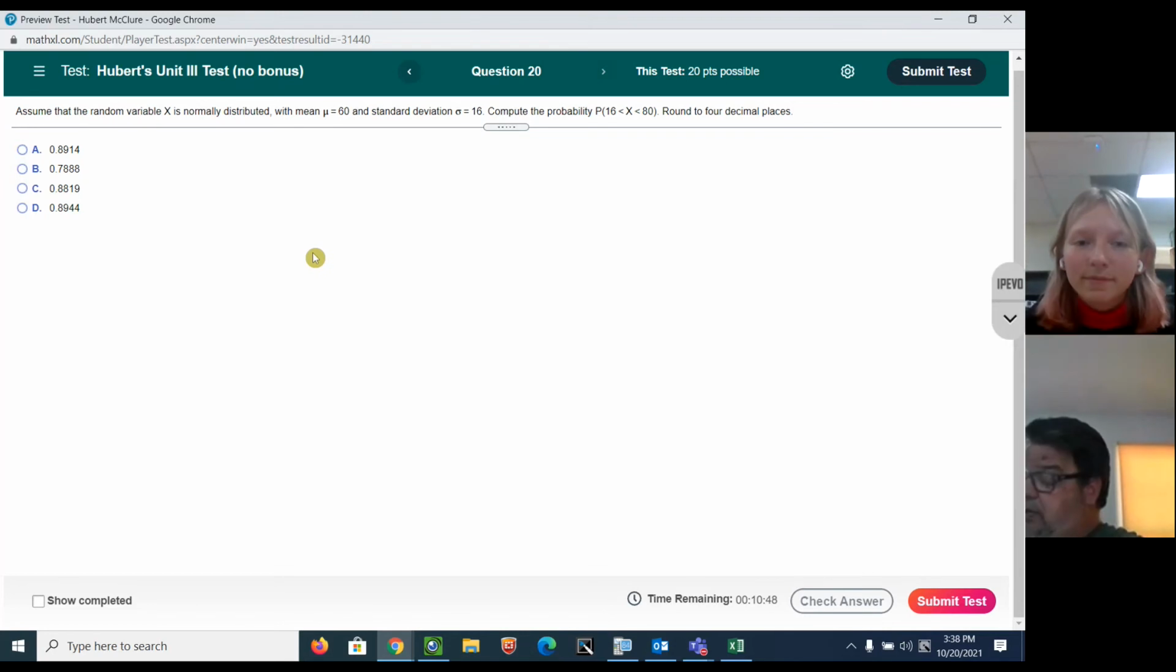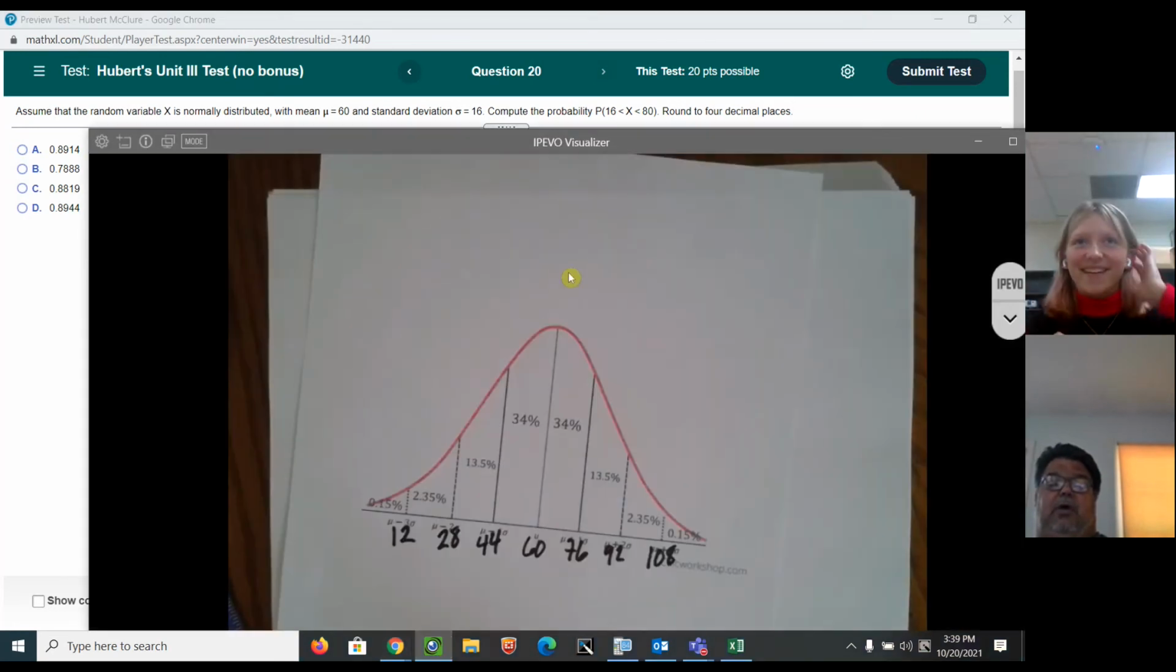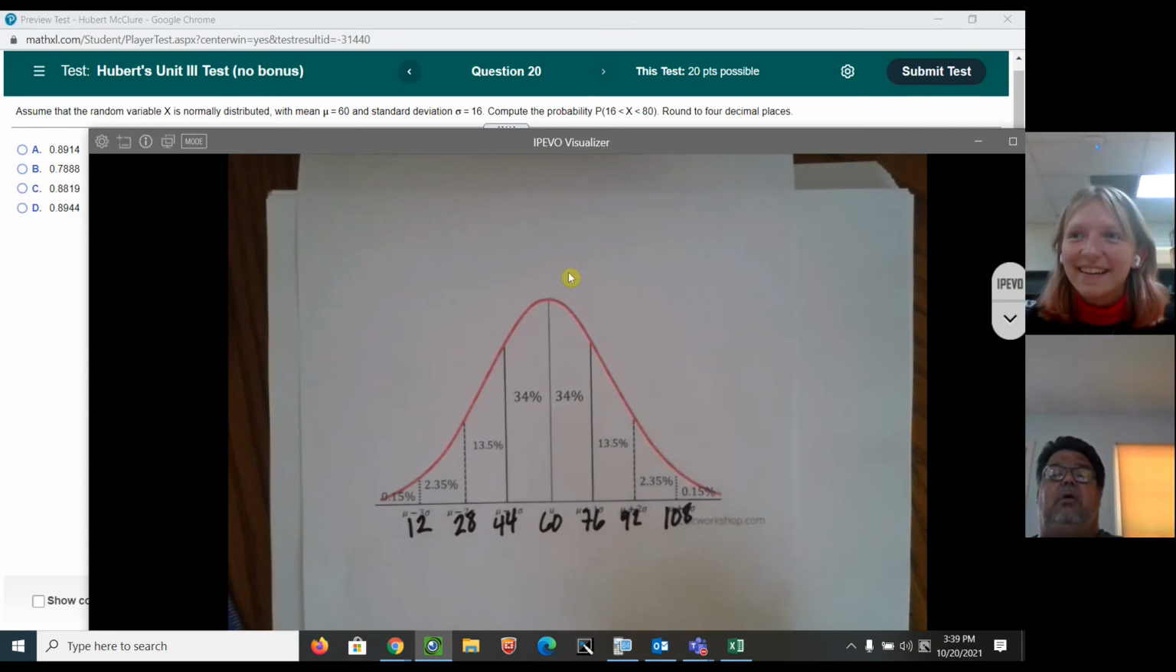All right, 60 and 16 would be 76. 76 plus 16 would be 92. 92 plus 16 would be 108. I have no idea. 60 minus 16 is 44. 44 minus 16 is 28. 28 minus 16 is 12. You better check those. Does that sound right? Yeah, pretty sure.